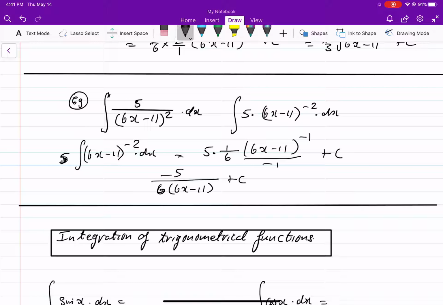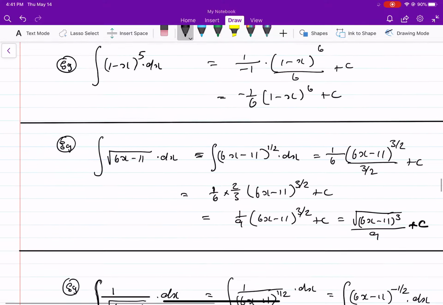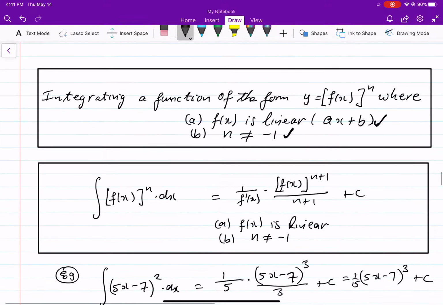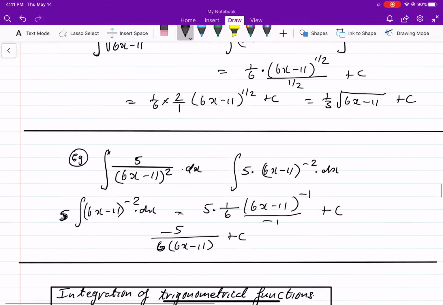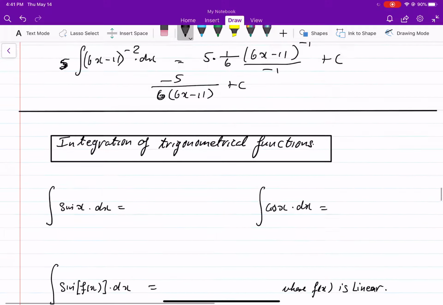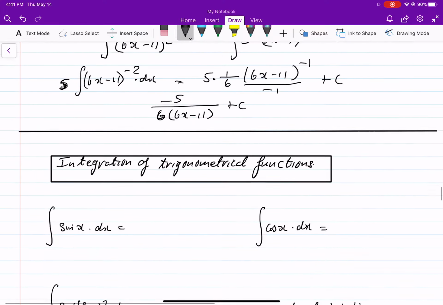And that's a pretty good workout on those types of functions. Integrating f of x to the n. Let me repeat. Where is the rule that I have on top? There it is. Integral of f of x to the n dx, where f of x is linear and n is not minus 1, gives me 1 upon f prime of x times f of x to the n plus 1 upon n plus 1 plus c. Okay, so that takes care of that type of integral.